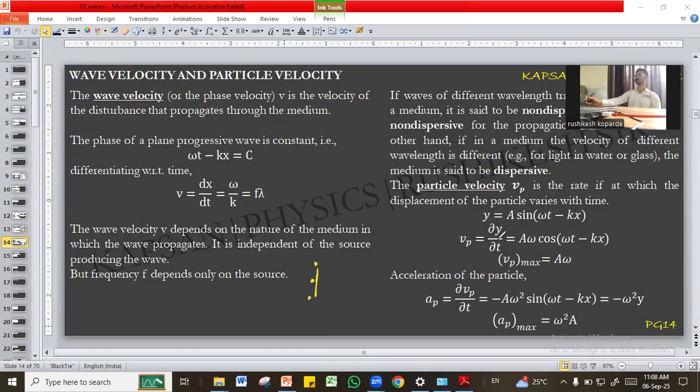So particle speed is simply the partial derivative of y with respect to time. You can check these equations. Maximum particle speed is the maximum speed of oscillation, which is a omega. Maximum particle acceleration is omega square a.